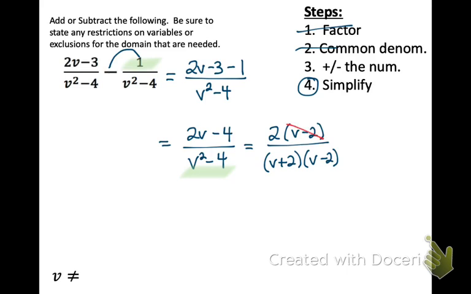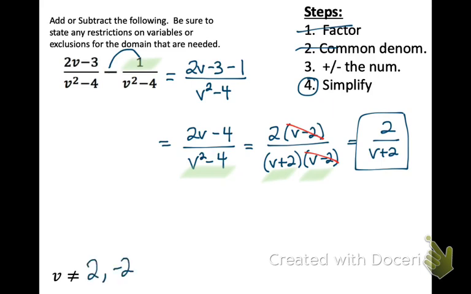Notice I have a common factor on the top and the bottom that I can just go ahead and cancel out. And my final answer here is 2 over v plus 2. Again, recall from the last concept, I cannot cancel out these two 2's because the bottom one is attached to the v with addition. Looking at my denominator, I probably want to look at my factored denominators. And that would show me that my restricted values are 2 and negative 2, because that would make those factors 0.